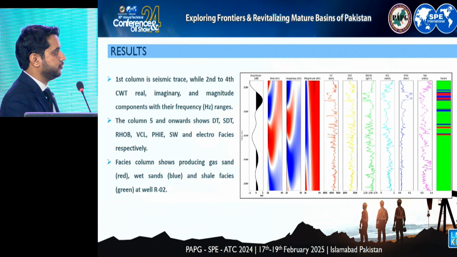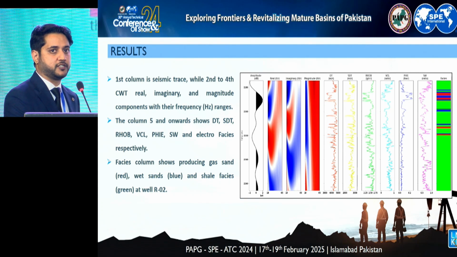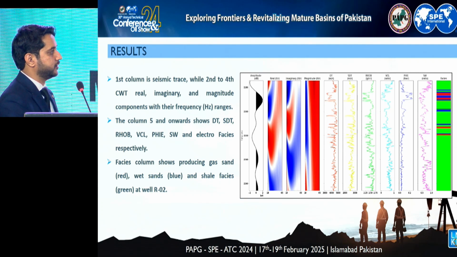And on the right-hand side, you can see the petrophysical logs: GR, SDT, rho, volume of clay, effective porosity, SW, and then on the extreme right, these are facies. So in a nutshell, it is making some kind of relationship with the facies that we are interested in. For example, the red ones are the hydrocarbon-bearing facies, and most of us are interested in those.